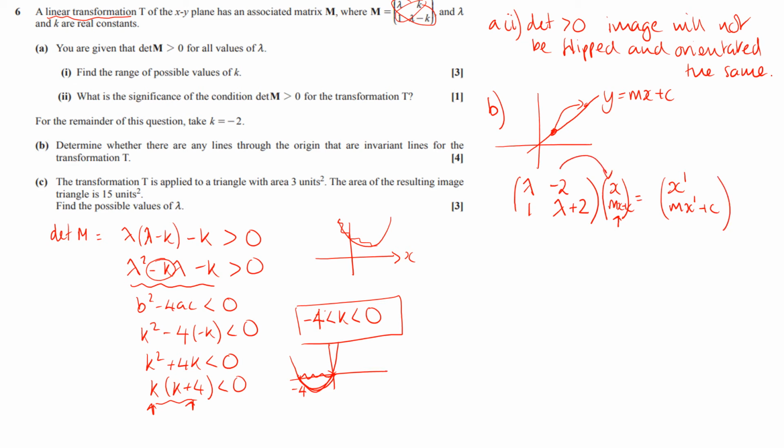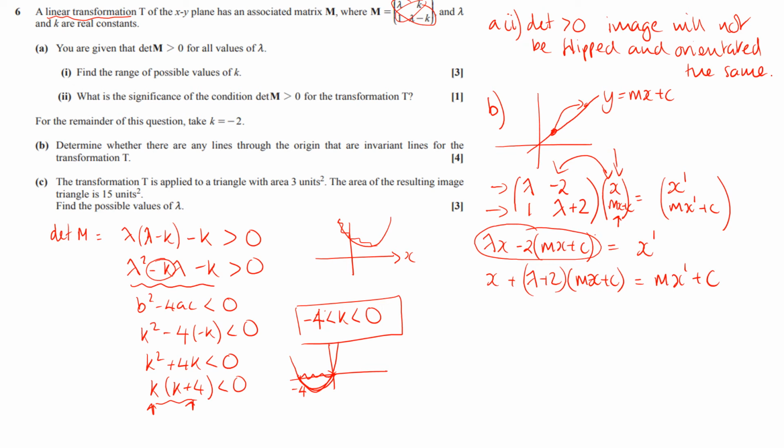So if we multiply these two together and equate it to the invariant line point, then see where we're at. You take a row with the column, so you've got lambda x minus 2 times mx plus c, which is equal to our x dash. Then go to your next column, multiply by the row, you've got x plus lambda plus 2 times mx plus c is equal to our new y point, mx dash plus c. Now again, we've got too many variables, so what we need to do is use this for x dash and put it in here for this x dash, and then see where we're at.